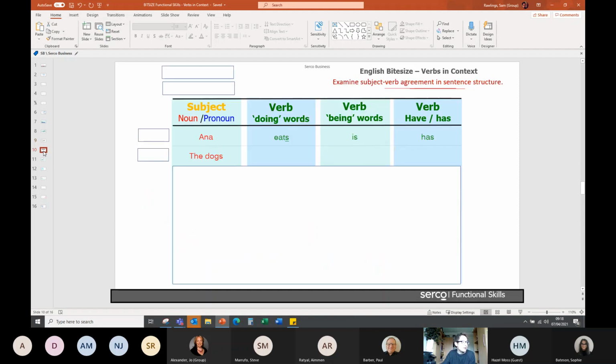All right, so the second and last part of the session, this is to do with subject-verb agreement. So basically what we're doing here is making sure that our subject and our verb agree. So over here, you can see I've got a table. The first column says subject, and I've got 2 examples, and then it says verb. These are our doing words, being words, and also I've put another one in here, have and has, just for an example. Let's look at this top sentence.